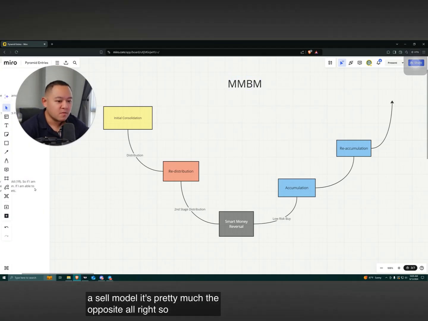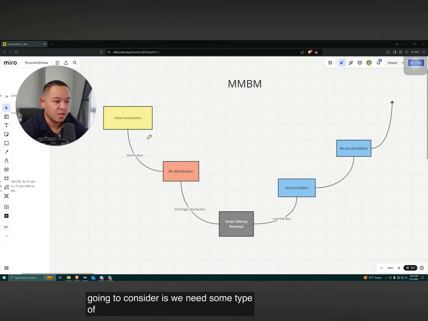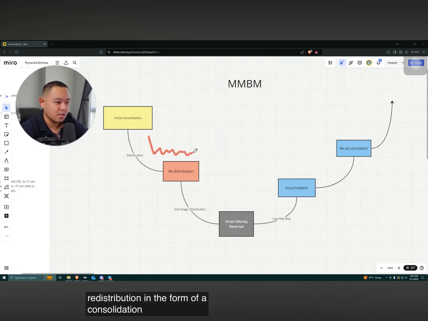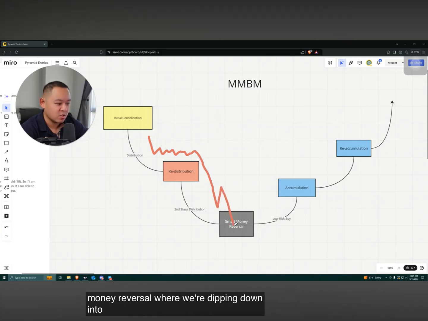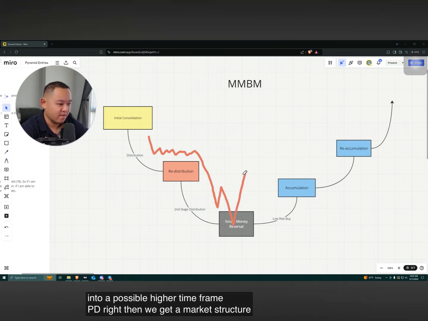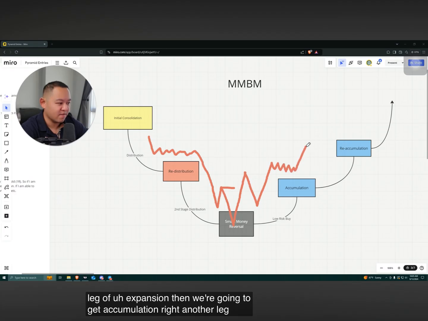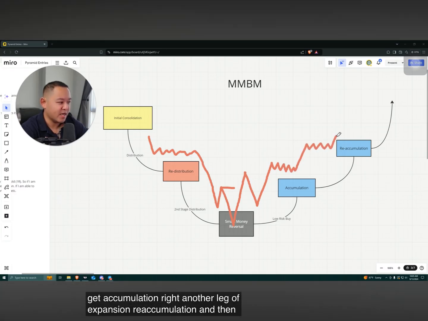All right, so first thing we're going to consider is we need some type of initial consolidation, and then we need to see some legs lower. So we're going to have distribution, redistribution in the form of a consolidation, another distribution leg lower, and then we might get a smart money reversal where we're dipping down into a possible higher time frame PD array. Right, then we get a market structure shift, which is important. Market structure shift, return to a lower risk buy, a leg of expansion. Then we're going to get accumulation, right? Another leg of expansion, reaccumulation, and then finally a run back to the initial consolidation.